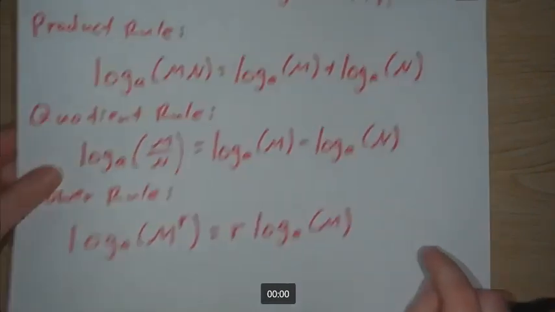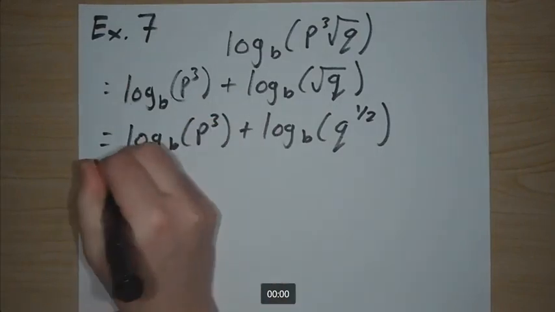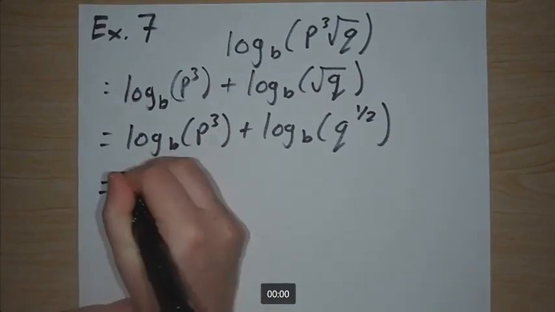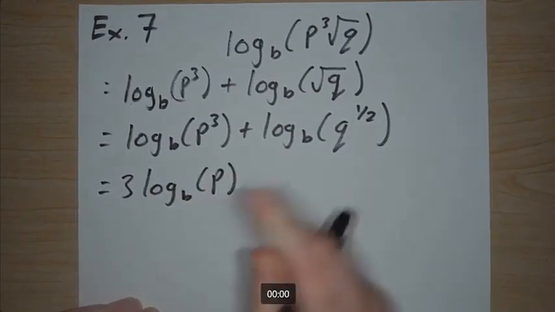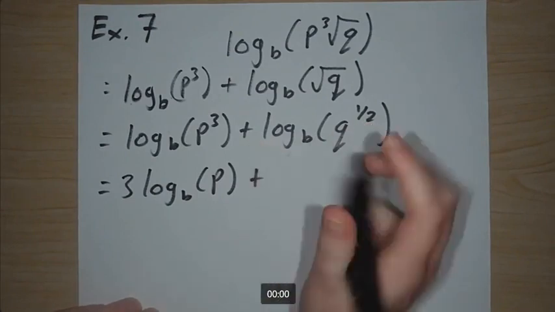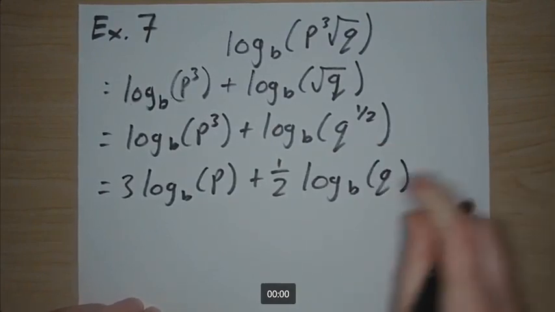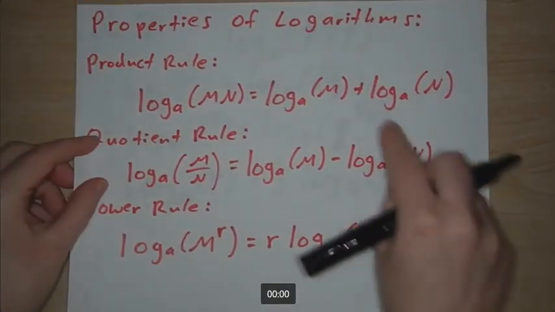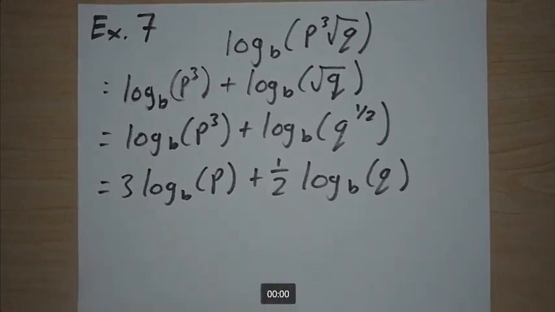So, using that, we can pull out these exponents and put them to the front of each log. Our exponent here is 3, so we can pull out this 3 and put it to the front of our log. So we have 3 times log b of p, plus, and then here we have an exponent 1/2, so we can pull out this 1/2 and put it on the front, plus 1/2 times log b of q. And we look at this and go back to here, and there's no more rules that we can use to expand this, so this is as expanded as it can possibly get.